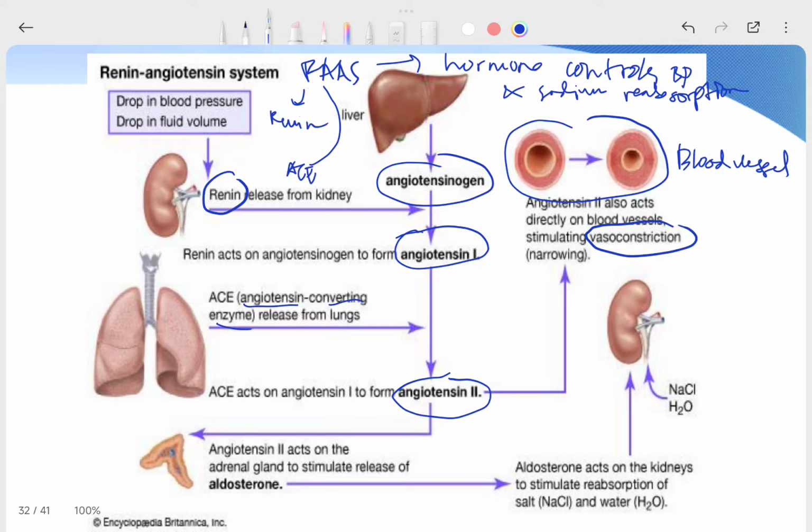And the second cause is that they will act on the adrenal to stimulate the release of aldosterone, and this aldosterone will tell the kidneys to reabsorb more, because they have less sodium and water, so like, I need this from the blood, please do this. So they tell it to reabsorb the salt and the water. This is the renin-angiotensin-aldosterone system. Now you understand about this, right?